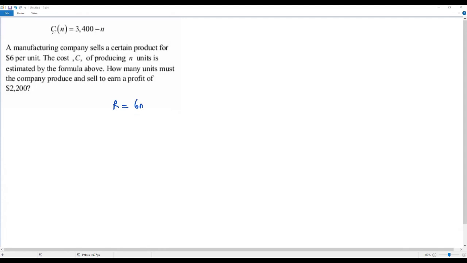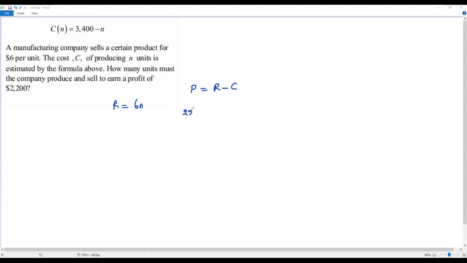And already we have the cost function given in the question itself. Okay, if I want to get the profit, what I have to do is subtract the cost from the revenue. So this is the formula to get the profit in a business. That is, profit equals revenue minus cost. Here the profit is given in the question, that is $2,200. We can plug in this 2,200 for P over here.